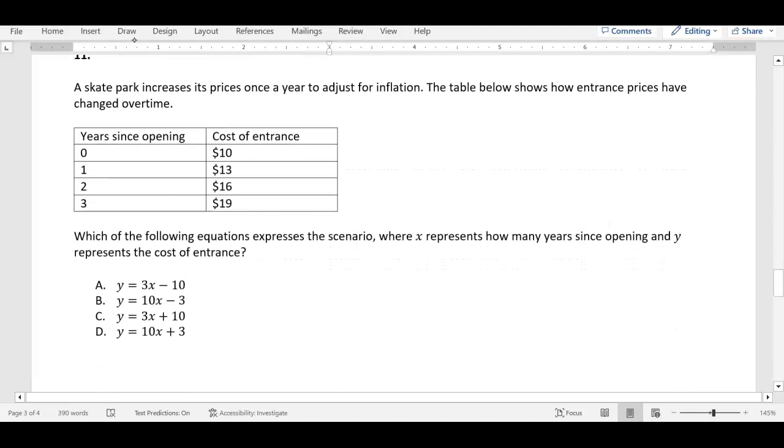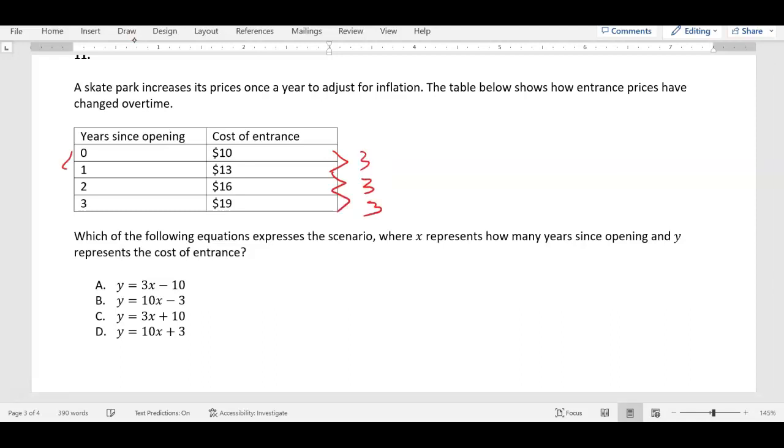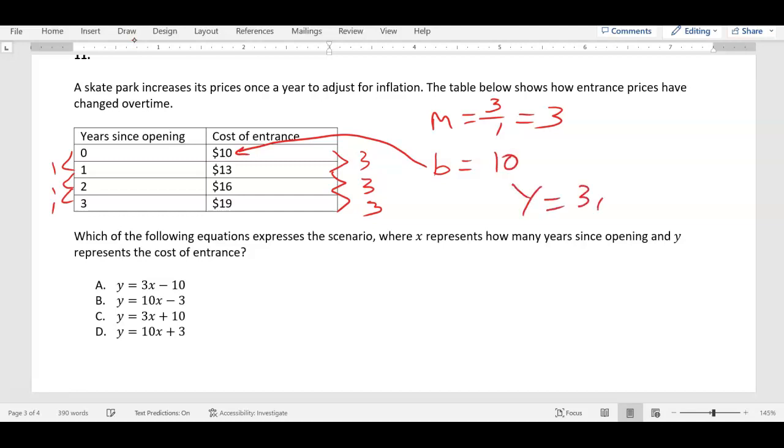We have the parabola opening up. It's adding 3 each time. So the change in y over the change in x, 3 over 1, or just 3, is our slope. Our b, beginning value, when x is 0, is 10. So y equals 3x plus 10. My best answer is going to be letter C.